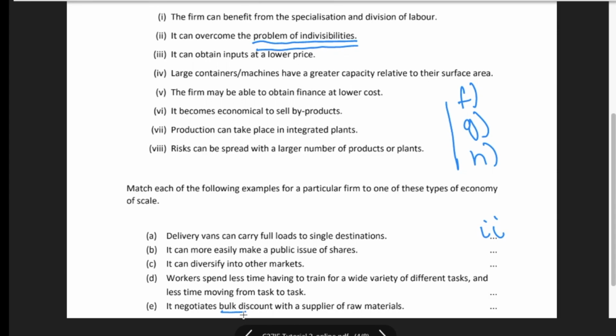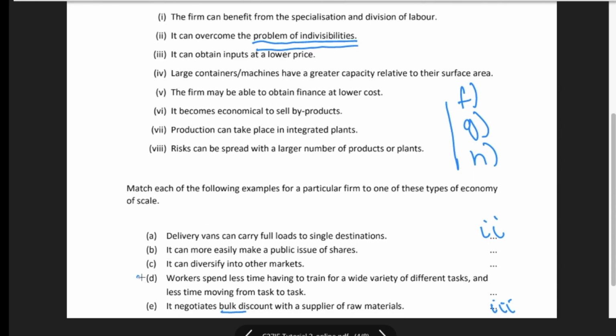Okay, so which one of these is starting to talk about getting things at a lower price? Yeah, perfect. So if I buy lots of them, bearing in mind I'm going to need all of these inputs at some point, I might as well buy them at a lower price. I can obtain my inputs at a lower price. Lovely. Okay, what about D then?